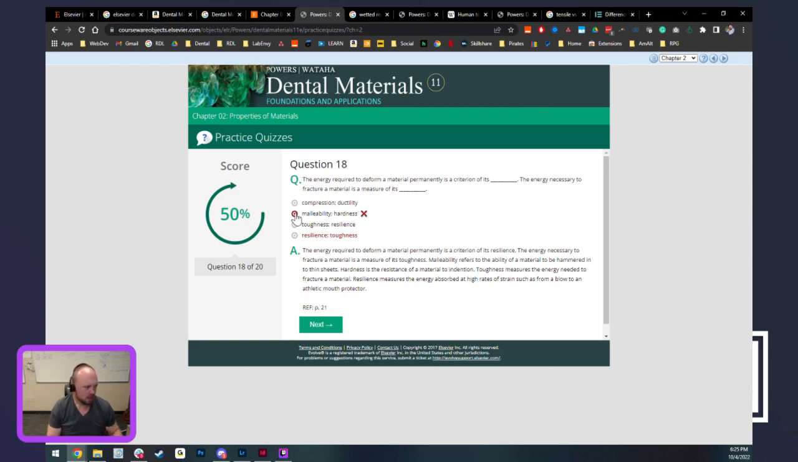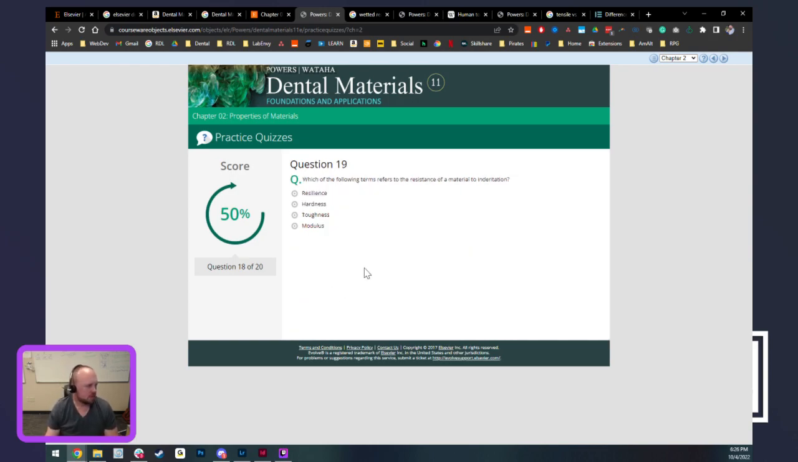So I got another one wrong. I'm 50-50. We'll do this again sometime and be excited about it. Which of the following terms refers to the resistance of a material to indentation? We just learned this. Hardness. Woohoo! 53%. Which of the following terms? No, which of the following? There's a comma there. There needs to be a comma there, lady.